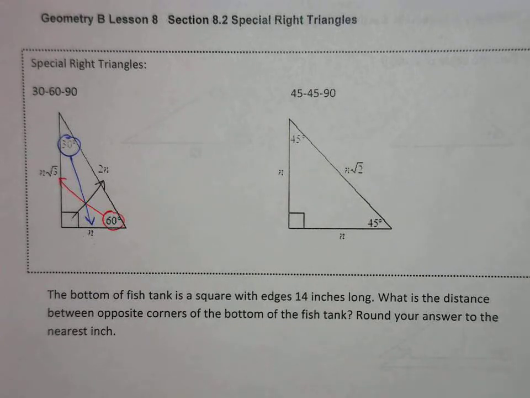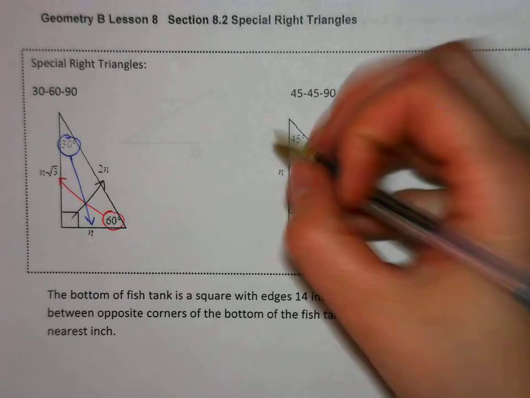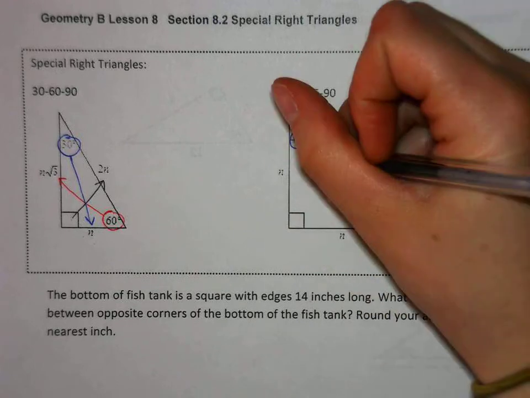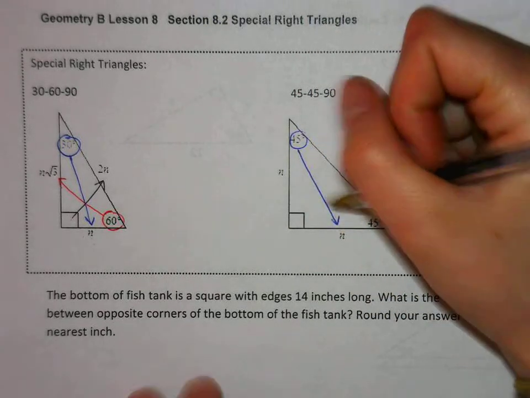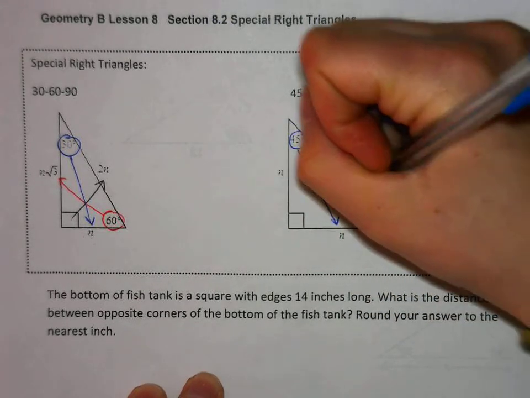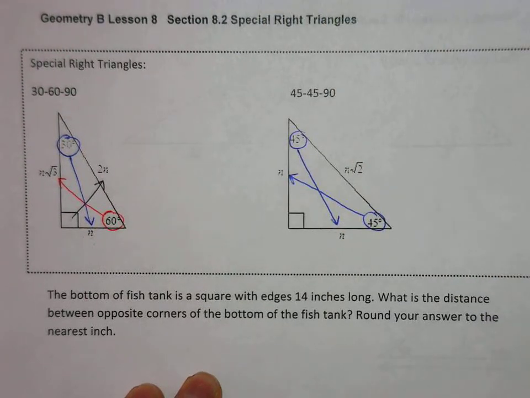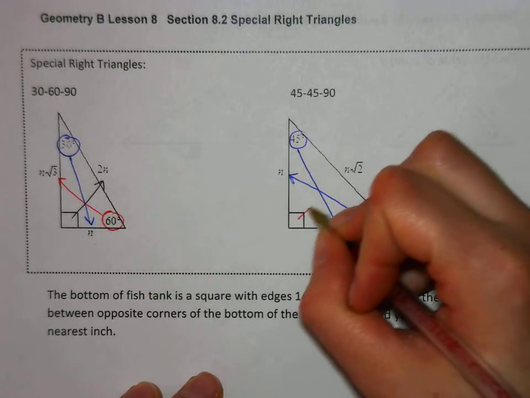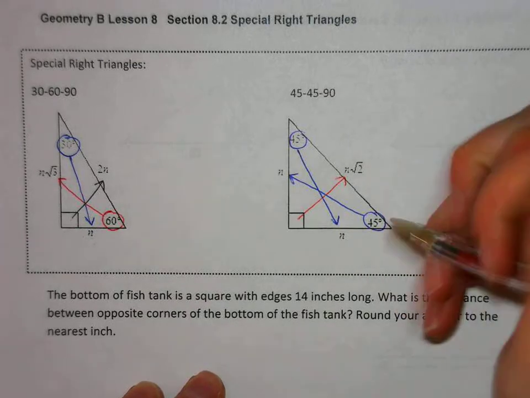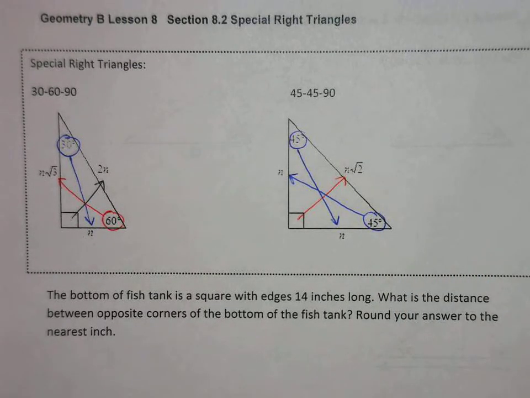Now in a 45, 45, 90 triangle, the leg opposite 45 degrees will always be labeled n. Same with the other one since they're both the same. So then our one opposite our 90 degrees, our hypotenuse, will always equal n square root of 2.